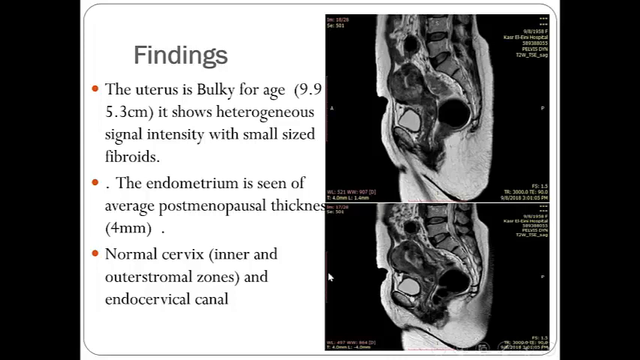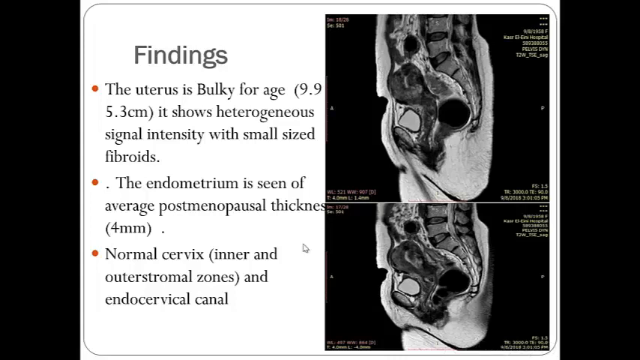So there is no definite evidence of malignant lesion, in spite of the patient having irregular bleeding. The endometrium is average for the postmenopausal age group. The thickness was 4 millimeters here, and it is indented by these fibroids. And she has a normal cervix, inner and outer stromal zones, apart from these fibroids.